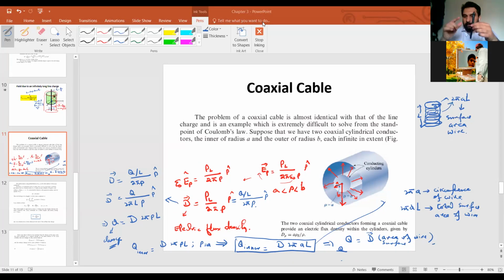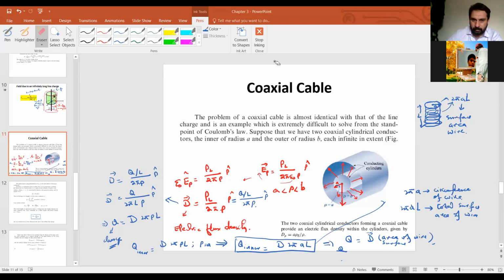Here, the surface area of this wire, right? The entire surface, not the surface area of the top, not the surface area of the bottom. We are not interested in those. There is no electric field in this direction, no electric field downward. Only the electric field is going perpendicular to this cylindrical surface.